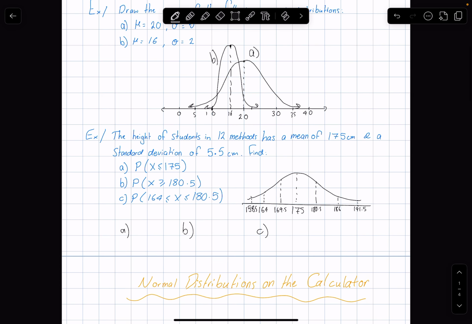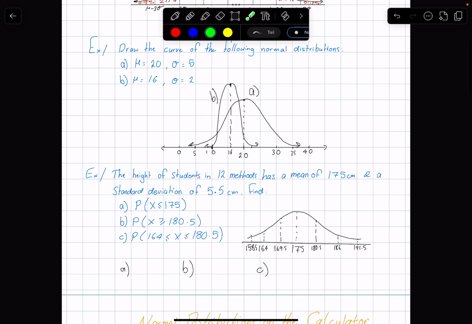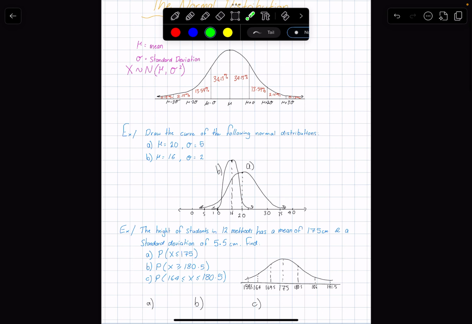Now, the next thing we can do with normal distribution is calculate the probabilities of certain things being in a certain range. So I've got here the height of students in Year 12 methods has a mean of 175 centimeters and a standard deviation of 5.5 centimeters. We want to find the probability that x is less than or equal to 175, the probability that x is greater than or equal to 180.5, and the probability that x is between 164 and 180.5. So I've gone ahead and drawn the little curve, and a bit of dodgy numbers there, but we can use it to our advantage with these percentages up here.